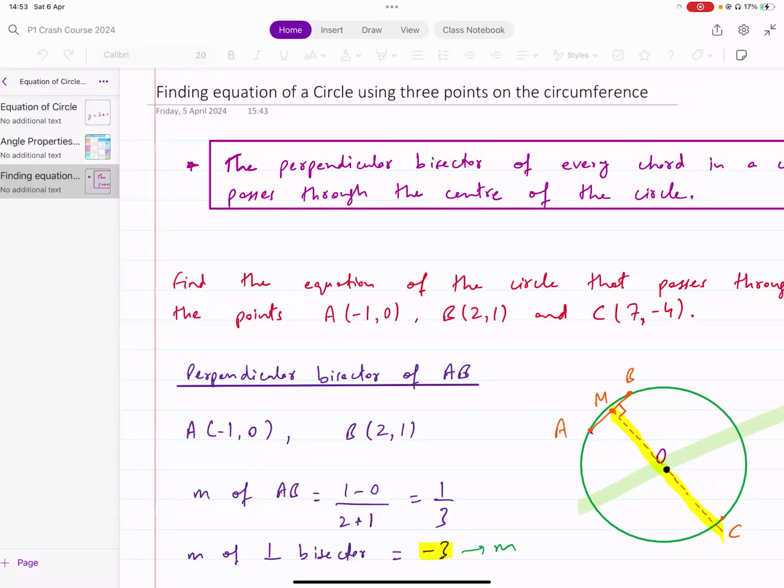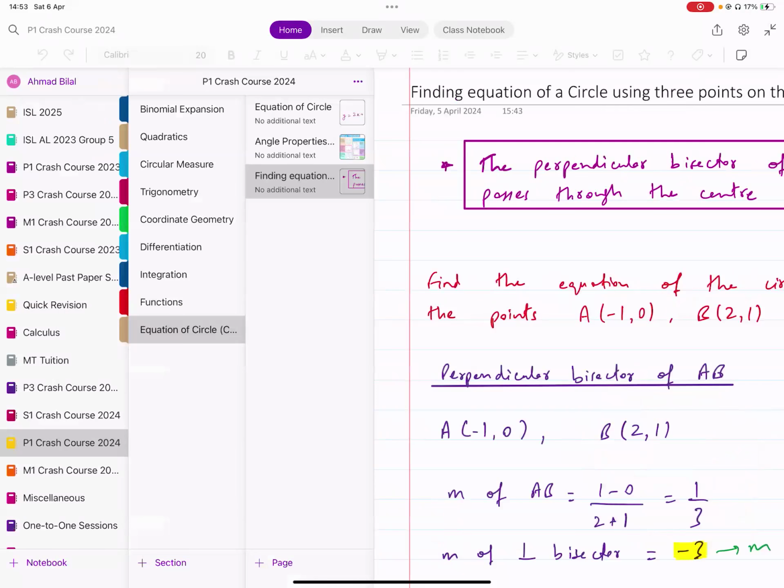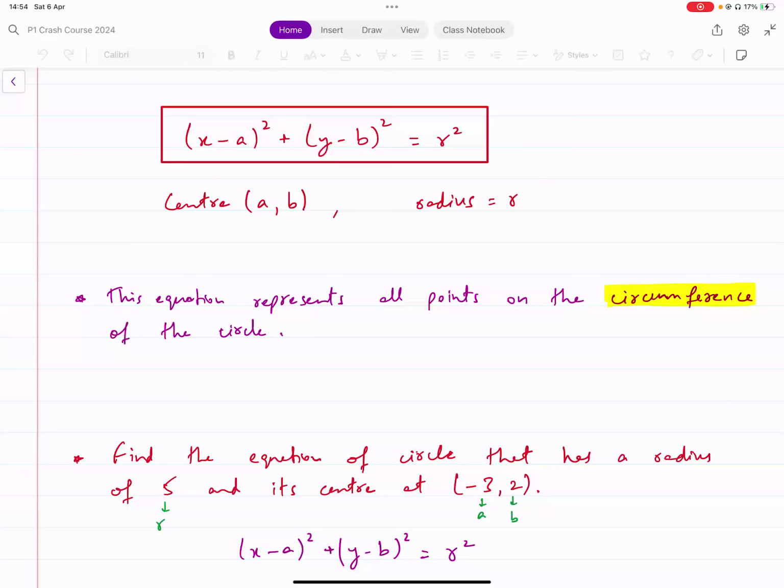Okay, so let's start with this. In the last class, we talked about the basic concepts of the equation of a circle. This was the standard form that we came up with: (x minus a) whole squared plus (y minus b) whole squared equals r squared. That's the general form for the equation of a circle. Now a and b are the coordinates of the center of the circle.